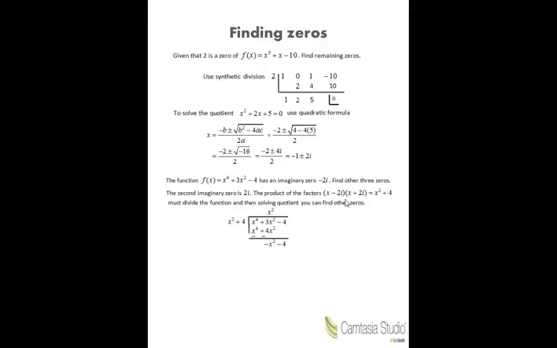Negative x squared, negative 4. Now same way, the leading term is negative x squared. You're going to divide by x squared. You get negative 1. So put it here. And then distribute negative 1 to the divisor x squared plus 4 to get negative x squared, negative 4. So the remainder is 0. So now we have got x squared minus 1 as our quotient to solve.